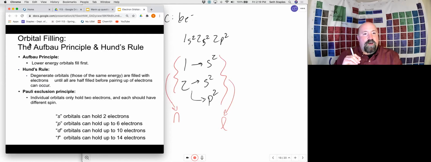We also have what we call the Pauli exclusion principle, which tells us that individual orbitals, which hold 2 electrons, those 2 electrons will have different spins. So let's take a look at what that means.